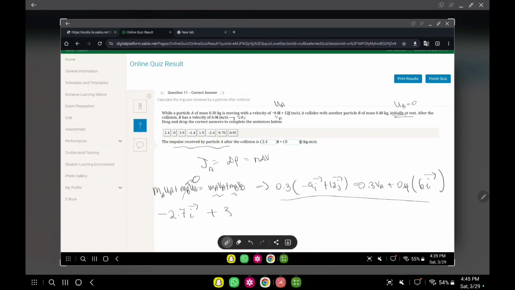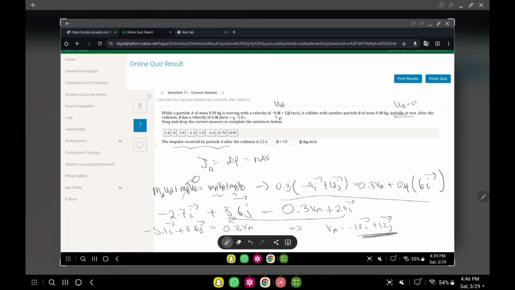plus 3.6j, 0.3 times 12 is 3.6j, equals 0.3 v_A plus 2.4i. Take this there, you're going to get minus 2.7 minus 2.4, which is minus 5.1i plus 3.6j, equal to 0.3 v_A. Divide by 0.3, you're going to get v_A is equal to minus 17i plus 12j.